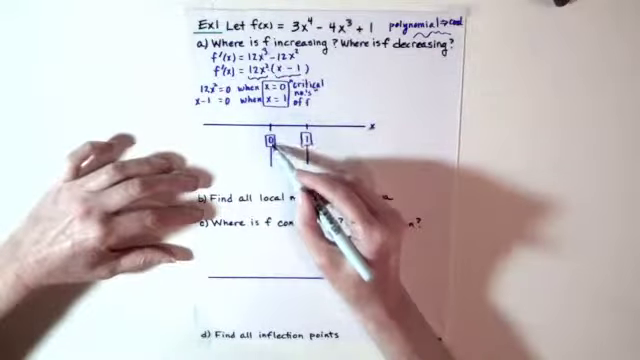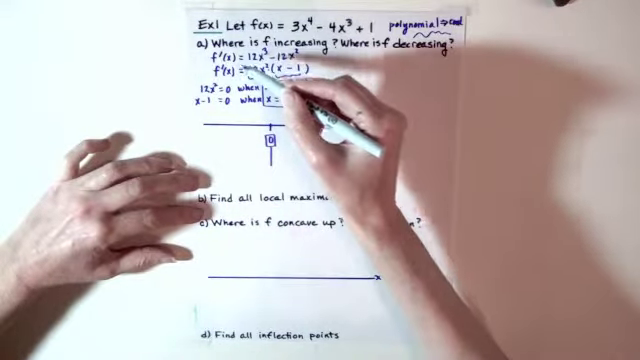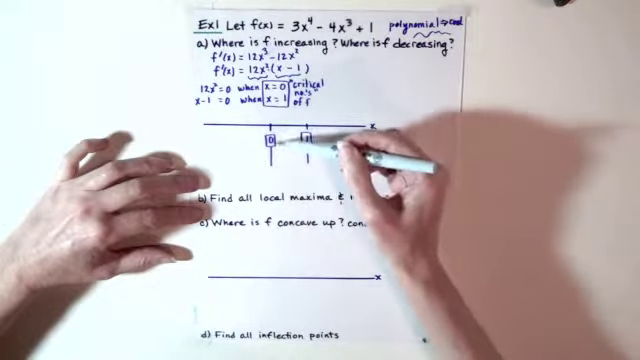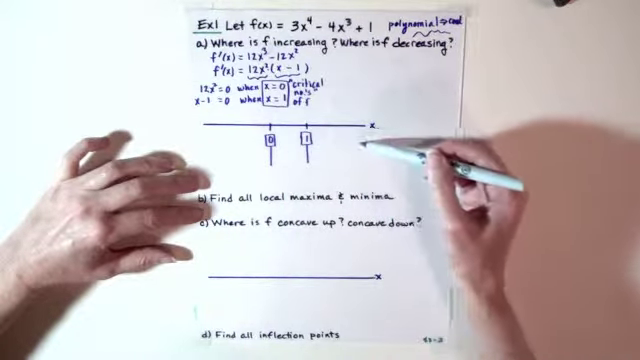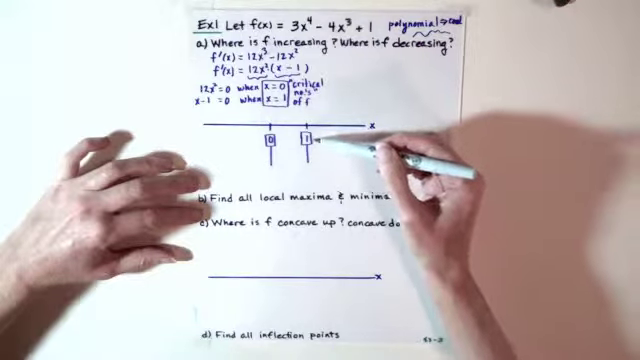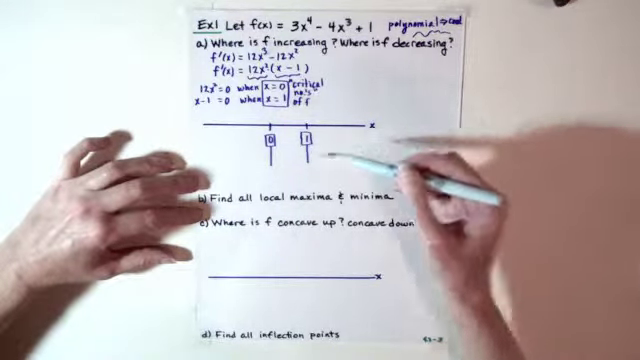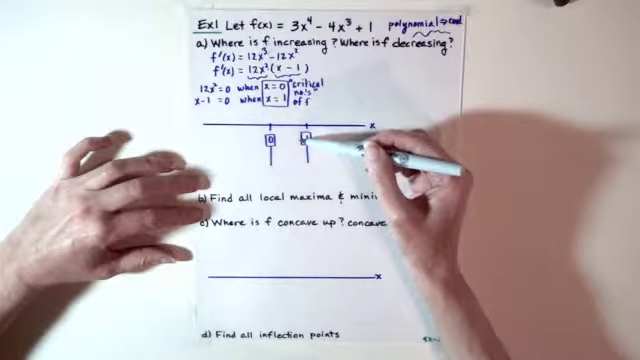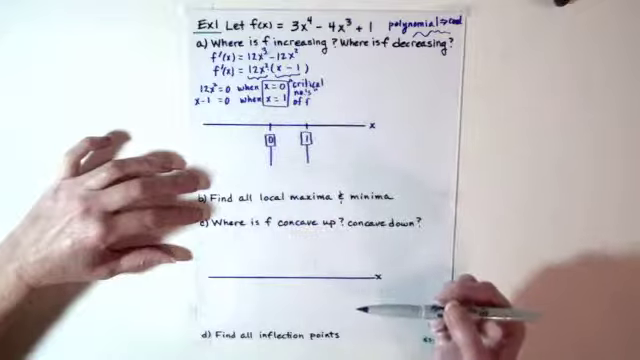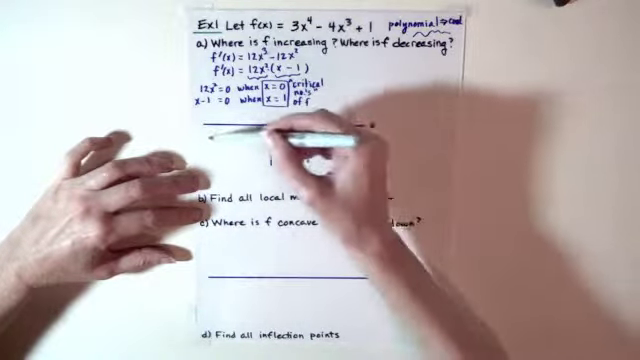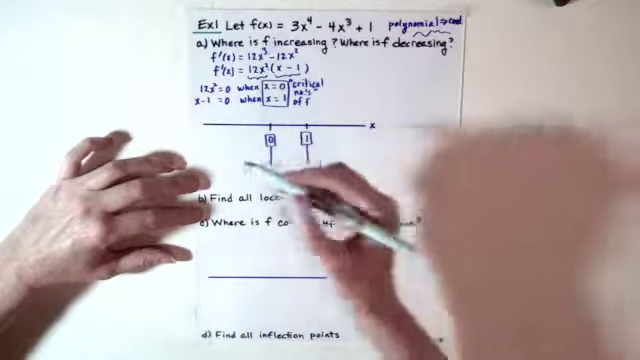And because these are the only places where f prime could be switching sign, it means that f prime must have the same sign all throughout any one of these intervals. So for example, to the right of 1 is always positive or it's always negative, and between 0 and 1 it's always positive or it's always negative, and the same thing to the left of 0. Otherwise we would have found other critical numbers, other places where f prime could be switching sign.